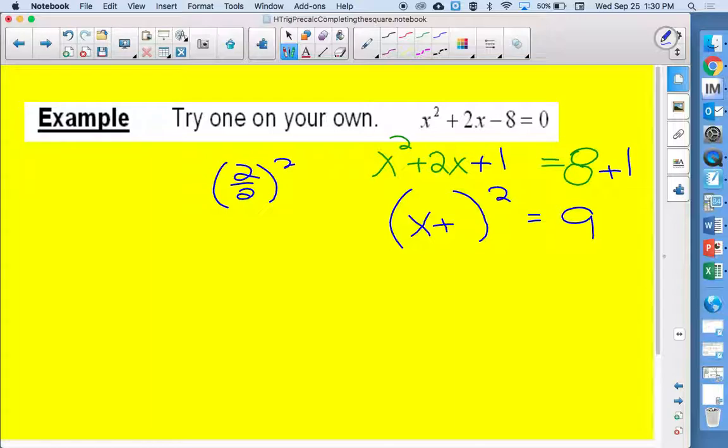What times what makes 1? 1. Sorry. That's all right. So completing the square, that part is done.